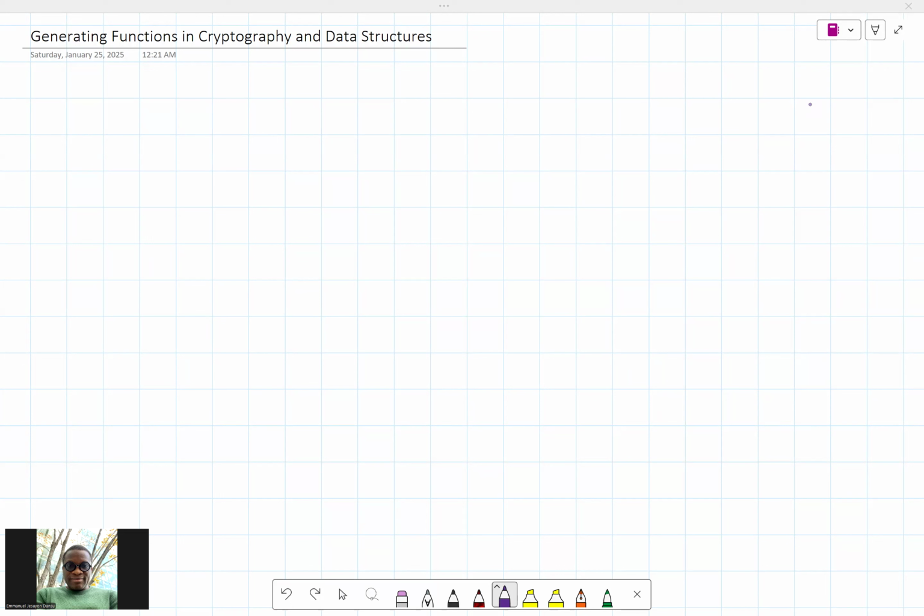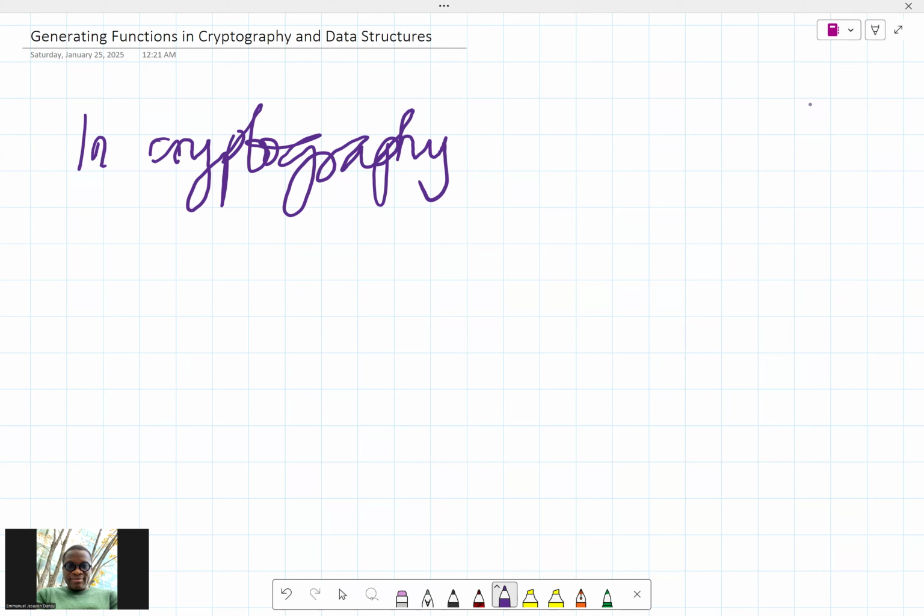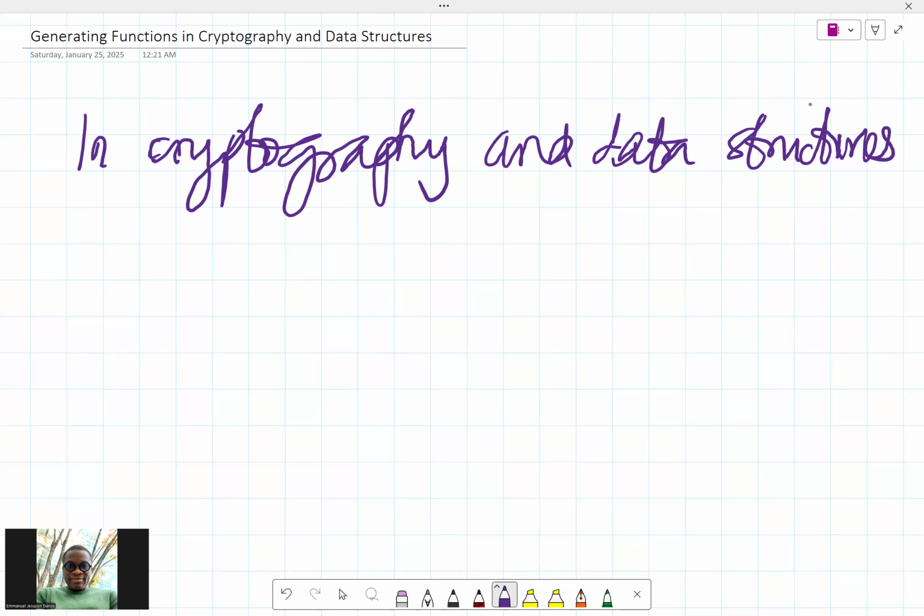In this video, I'll be talking about generating functions in cryptography and data structures. It's a very important and interesting application of generating functions in this field. Cryptography deals with concealing information so that unintended people do not get access, the whole idea of encryption and the rest of it. I know this is really important in computing or computer science at large.